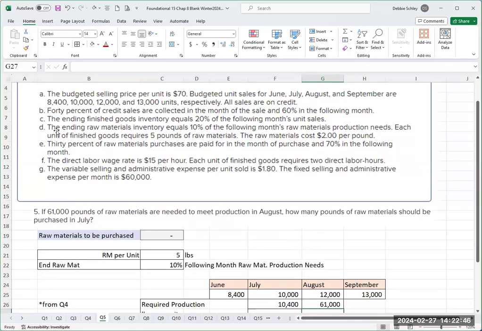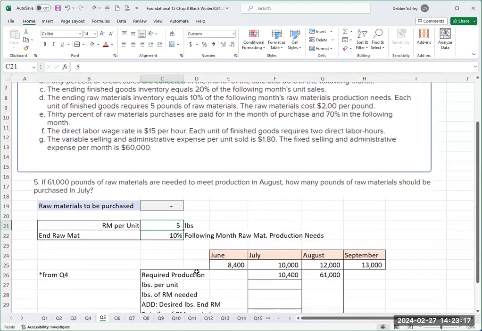So right here in D, they told me the ending raw materials inventory equals 10%. There's my 10% of the following month's raw materials production needs. Each unit of finished goods requires 5 pounds of raw materials. So raw materials per unit is 5 pounds. I don't need to know the cost per pound yet, but I will in the next questions, because they just want to know this in pounds.